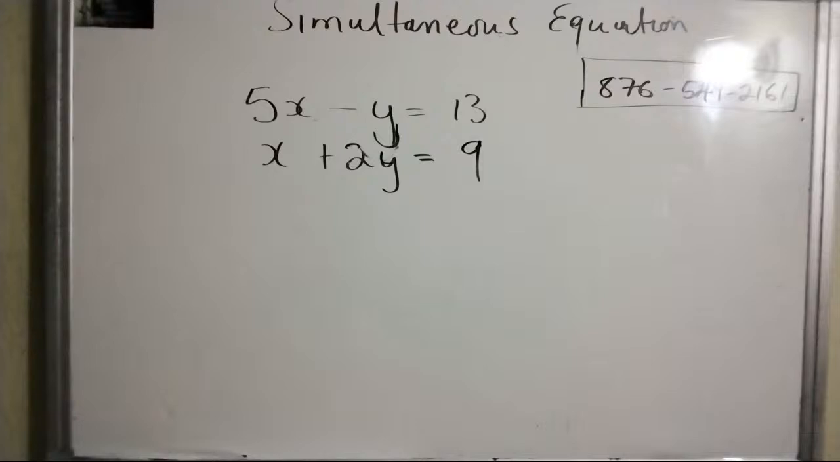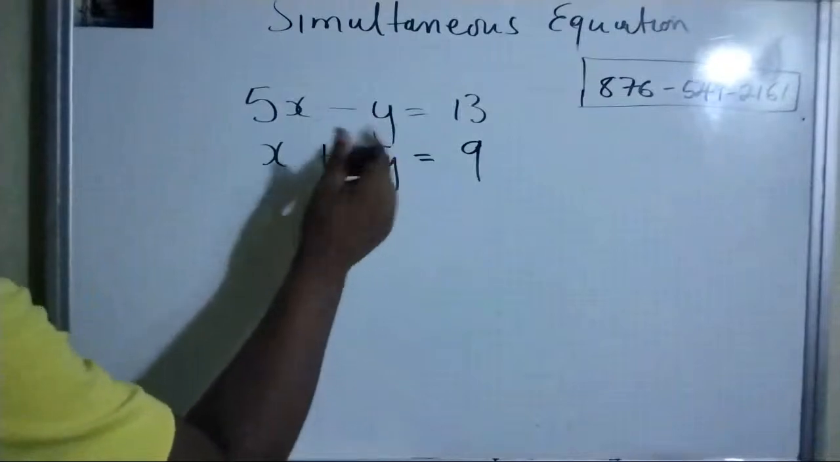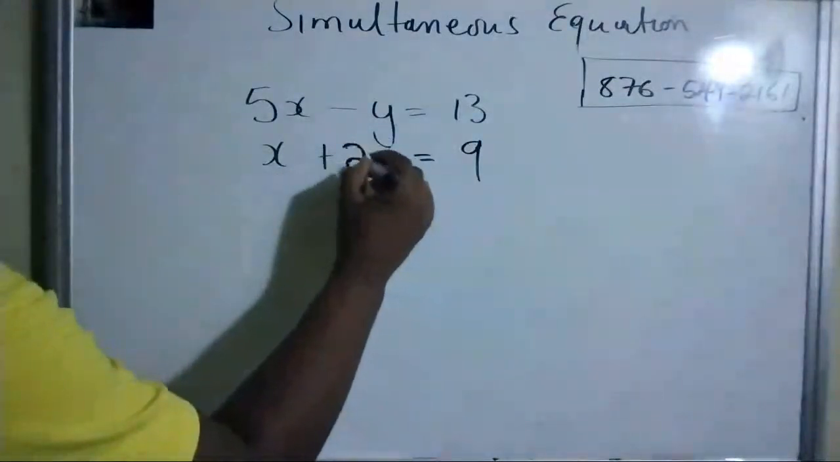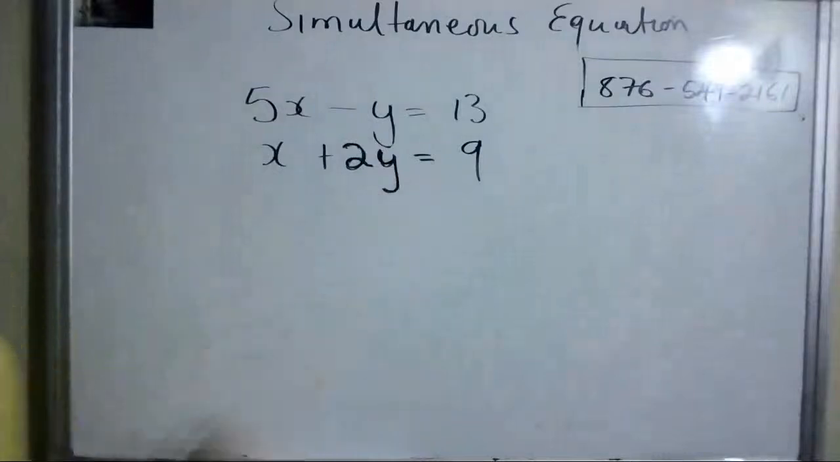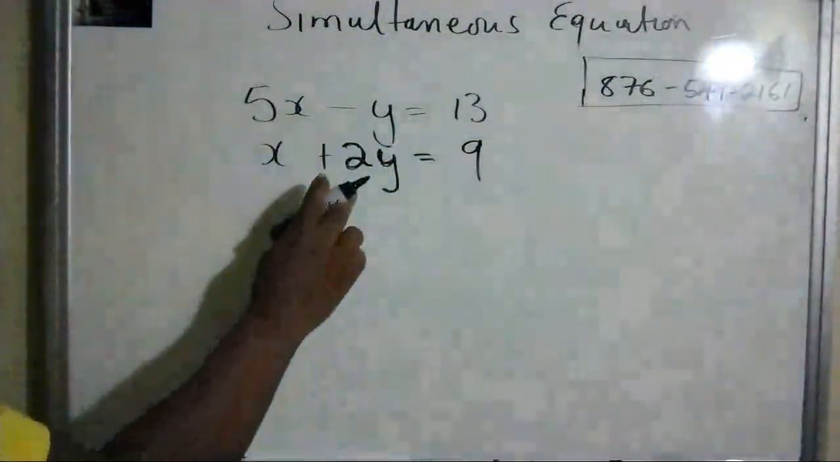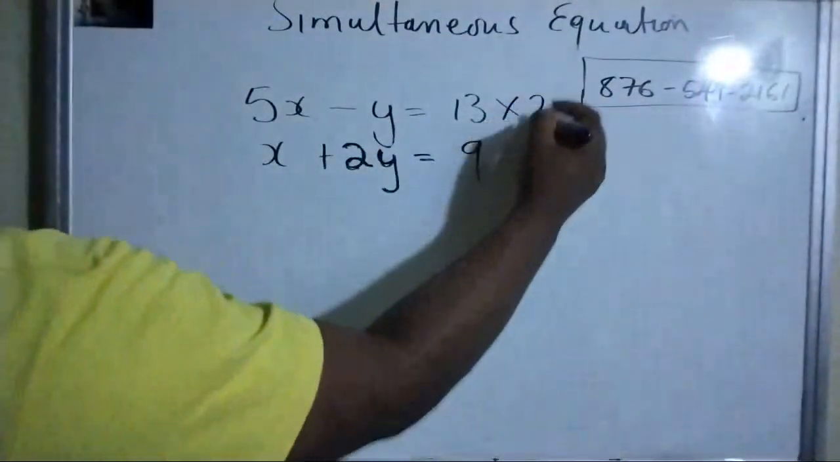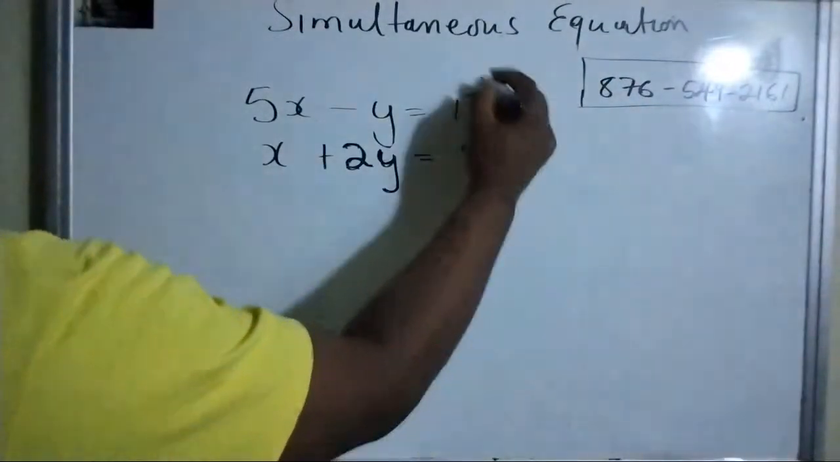Alright, time is up. Unfortunately, I don't see anyone type it in. But nevertheless, guys, we're going to work it out. Alright, so we're going to get rid of y. Why? The numbers are smaller and the signs are different. So if I multiply the second equation by 2, I can just add and get rid of y, because one is negative and one is positive. So 2 times that.